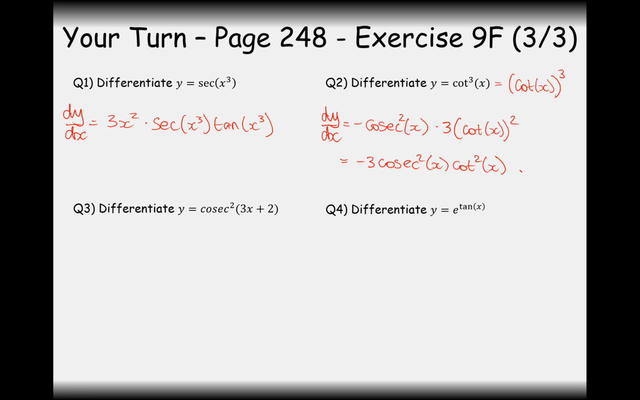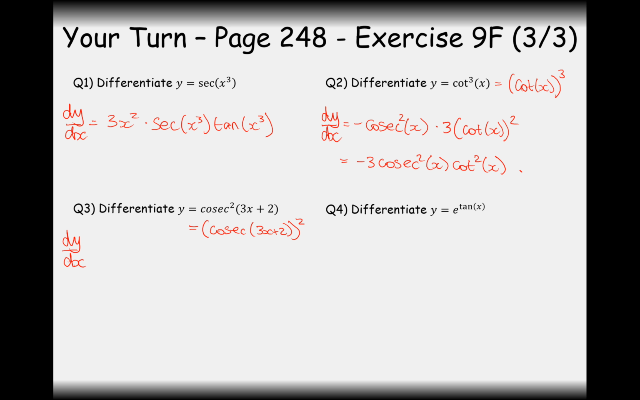Question number 3. Question number 3 is very tricky, right? How am I going to think about this one? Well, I'm going to think of this as cosec 3x plus 2 all being squared. So clearly my inside function is cosec 3x plus 2. Now this is still going to have to be a chain rule part in and of itself. So effectively we've got a triple tiered chain rule question.